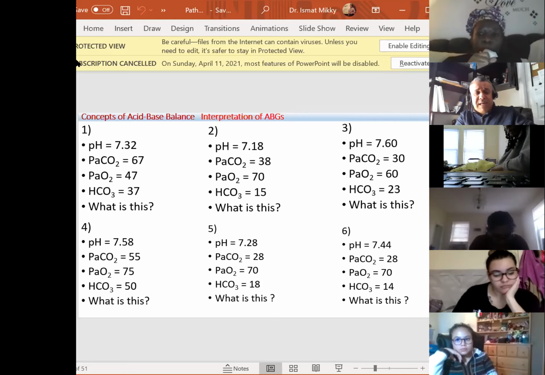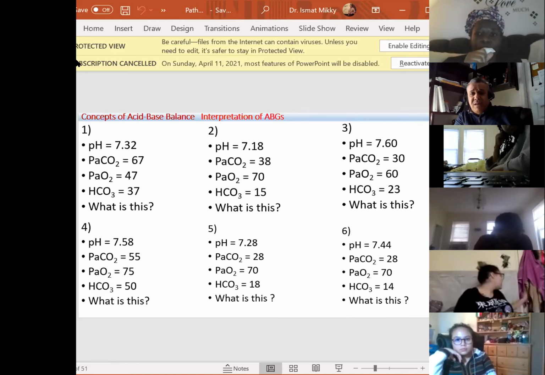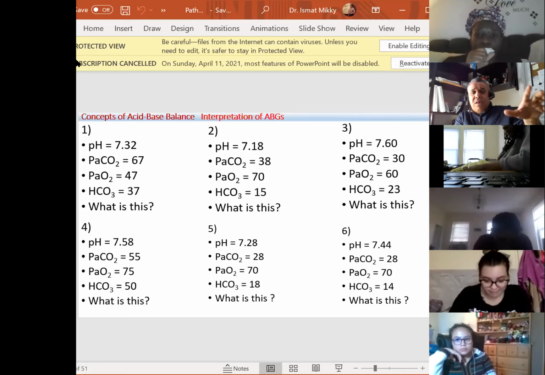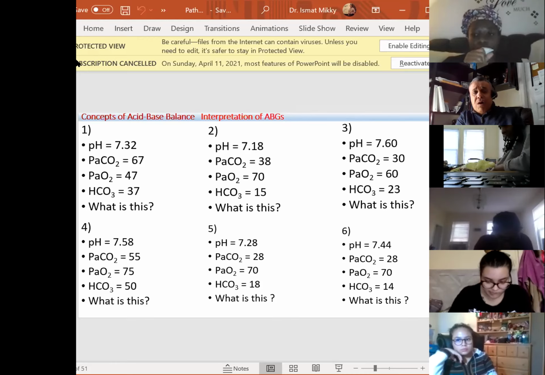So definitely, because of the acidosis, you will find that the bicarb will be either within range or elevated. So this is one of the scenarios. Let's see. So you will call this respiratory acidosis with partial compensation, or respiratory acidosis with incomplete compensation.